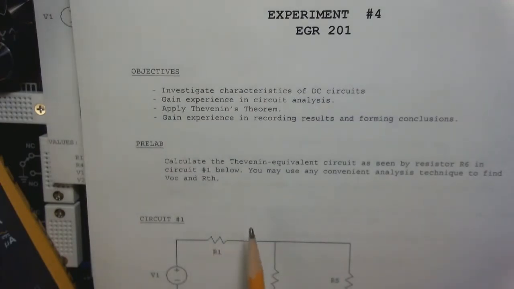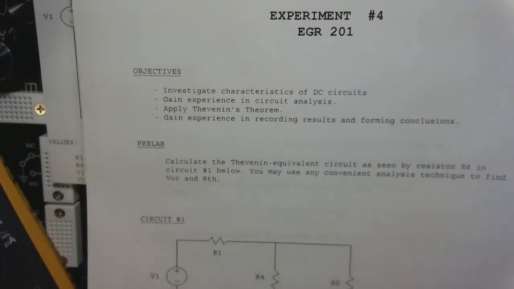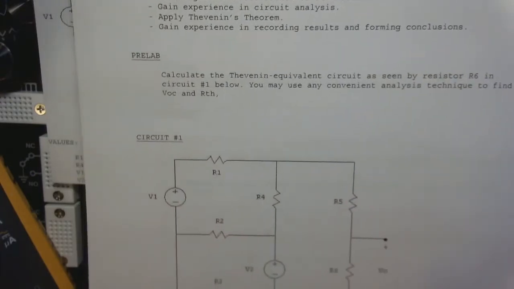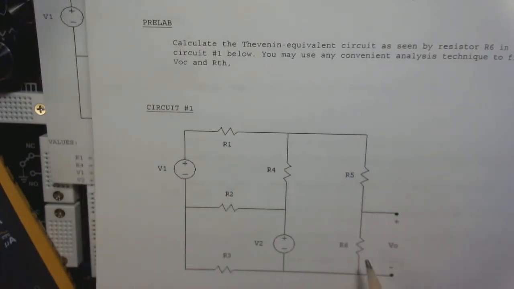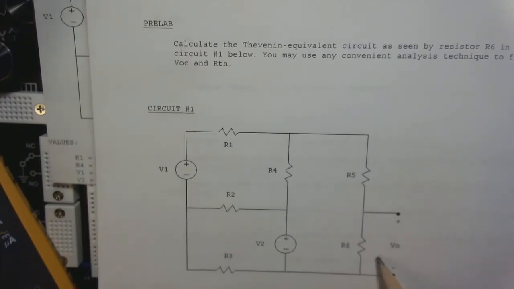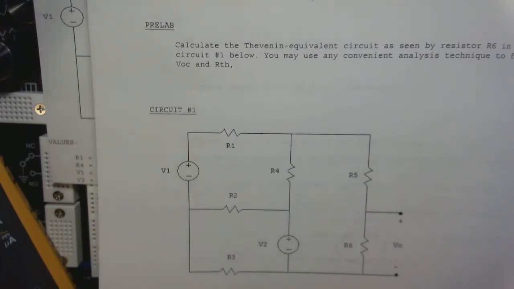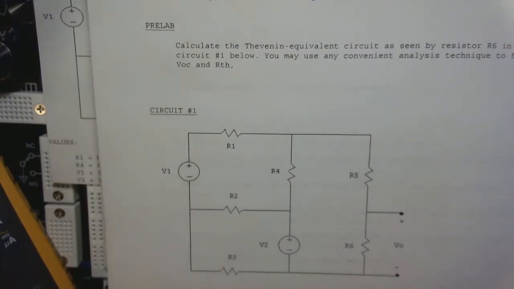You've got the Thevenin equivalent circuit as seen by resistor 6. So what you're going to want to do is take this circuit here, and when it says it's seen by resistor 6, you'll want to remove that resistor 6. You'll take that resistor 6 out and then figure out what the Thevenin model is. So that would include finding your open circuit voltage across here and then the Thevenin equivalent resistance. And we'll talk in a moment about how to calculate that.